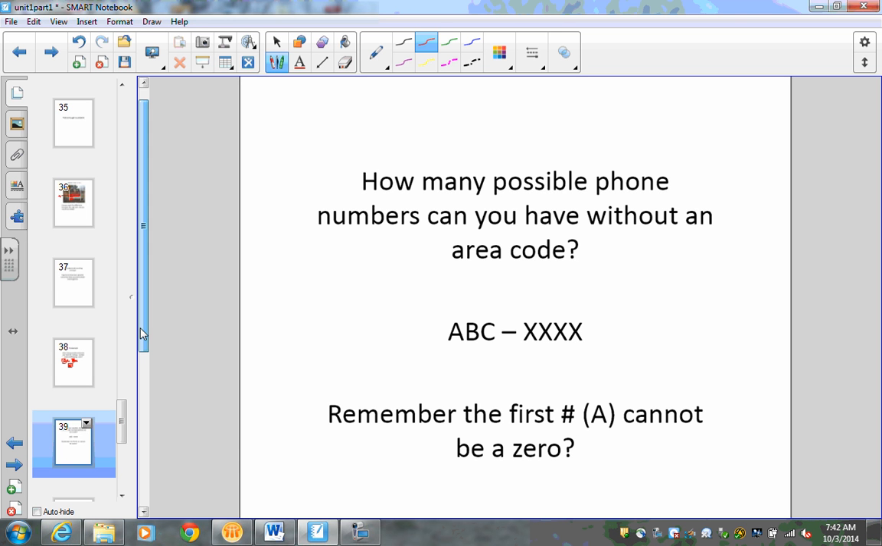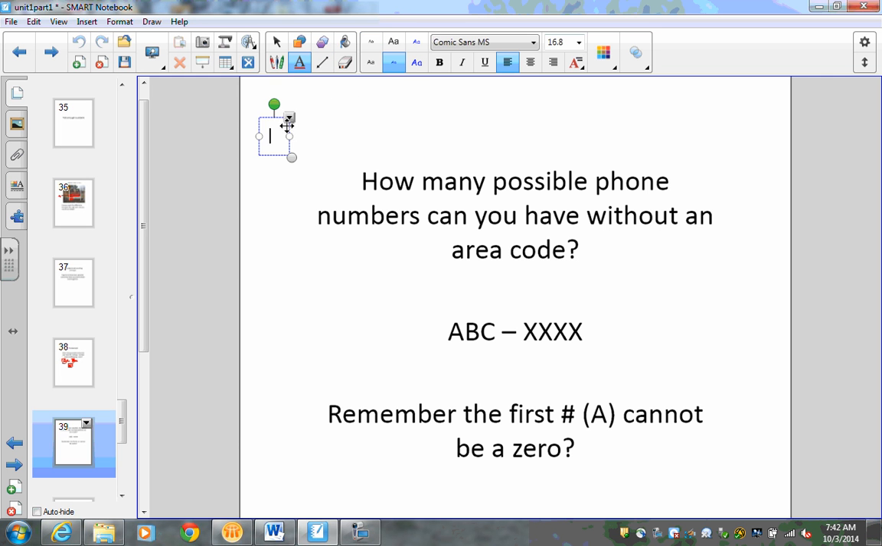Here we go. How many possible phone numbers can you have without an area code? All right, so there's a restriction, and that is that the first number A cannot be a 0. Well, think about all your possible single-digit possibilities, and I'm just going to type them up here. You could have a 0, a 1, a 2, 3, 4, 5, 6, 7, 8, 9, for a grand total of 10 possible digits, that's what I meant.